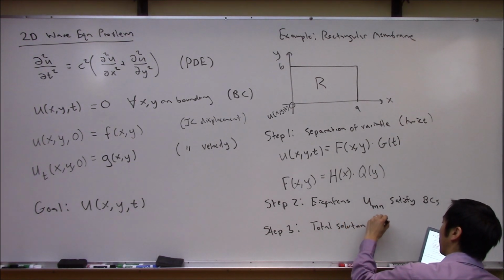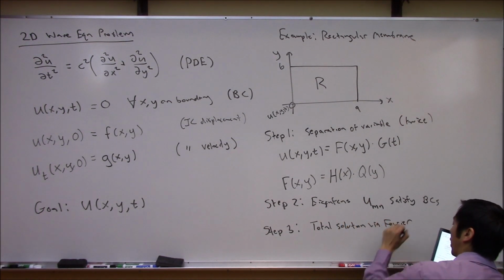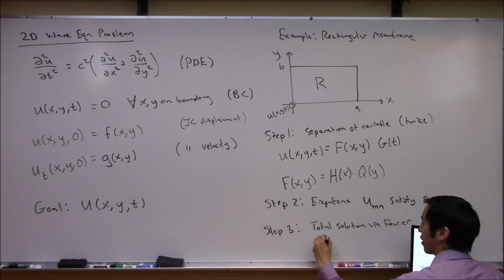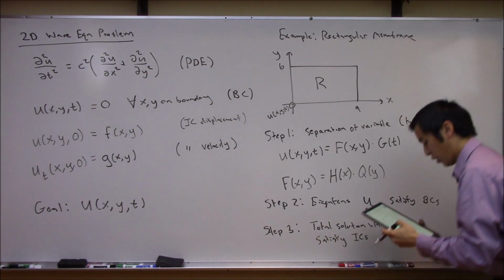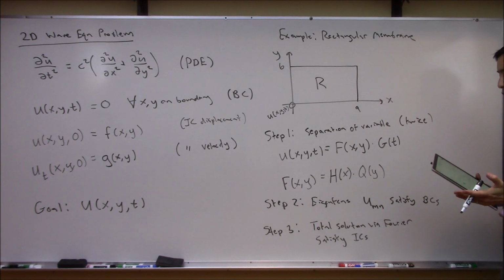Via Fourier, right? And the idea is this total solution will then satisfy our initial conditions as well, okay? So that's our game plan, a 3-step process here.